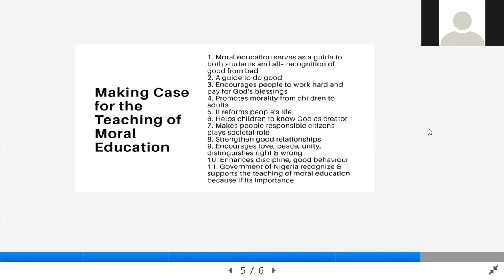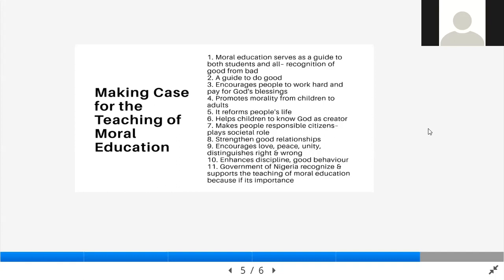Encourage yourselves and build upon your skill, and you can distinguish yourself by learning. And when you learn, you learn more things, you improve yourself, you enhance your capacity, and the rest of it. This is through things they teach children from early years in secondary school. So, another point in making a case for the teaching of moral education: we are saying that it encourages love, it encourages peace, it encourages unity, it distinguishes right from wrong.